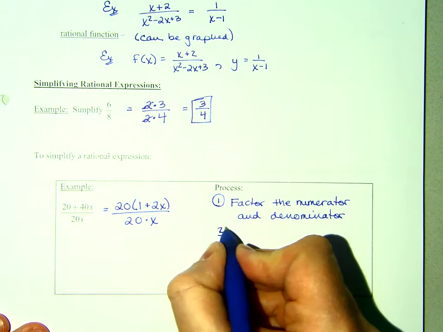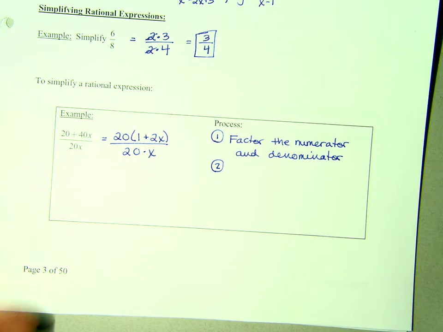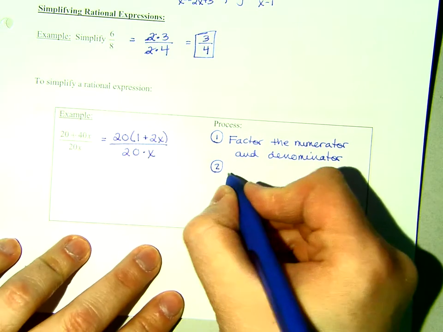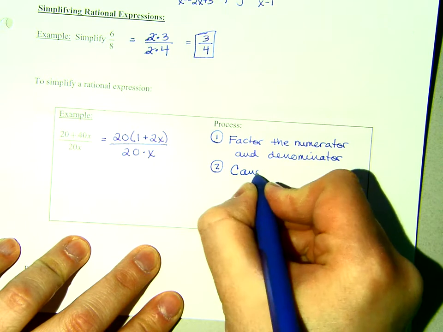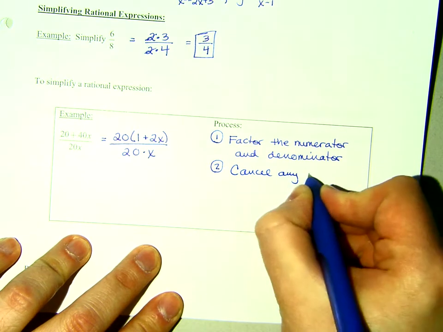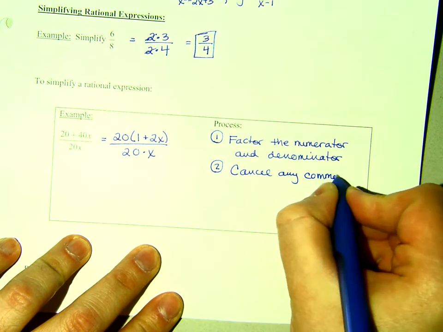My goal was to rewrite the numerator and denominator as multiplication problems, which I've done. 20 times 1 plus 2x, and just 20 times x. We already just had that as 20x. Any ideas what I might now be allowed to do, Lionel? Yeah, just like in the previous example where I canceled out those 2's, now I'm just going to cancel any common factors, and in this case that happens to be the 20's. So step number 2, cancel any common factors.